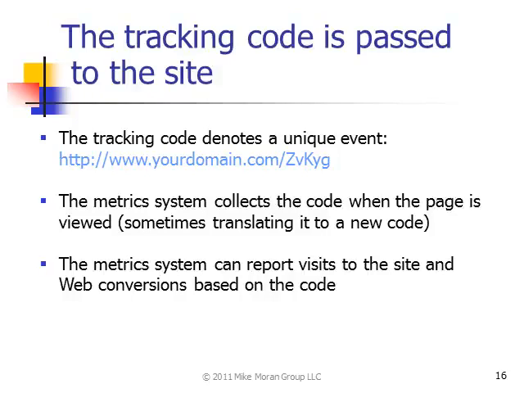Like you might find out that video works much better than email, and it wouldn't take too many tracking codes to figure that out. So when we say it denotes a unique event, it's really a unique event of your own choosing. It's the granularity that you want it to be. And as we've said multiple times, your metric system, your analytics system collects that code when the page on your website is viewed. And sometimes, for some kinds of systems, it would be translating that tracking code to even a new code. So it depends on the way your system works.